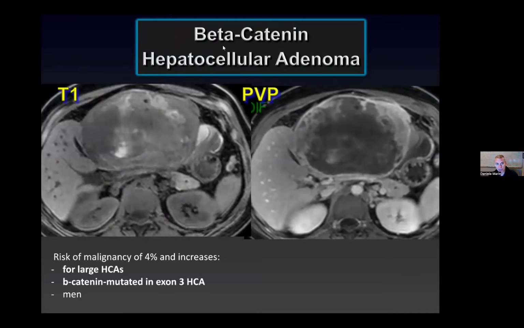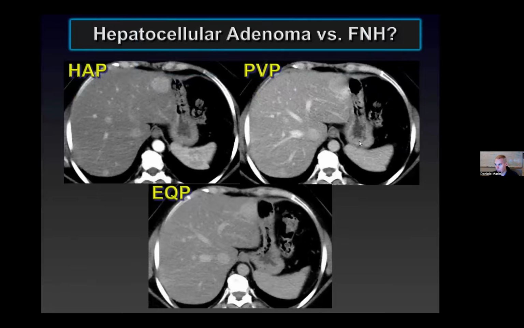This is an example of a beta-catenin hepatic adenoma degenerated to a hepatocellular carcinoma. Generally, the way we diagnose HCC within a hepatic adenoma, we look at two main findings. We look for interval growth, which is generally concerning for malignant transformation, and we also look for washout. You can see this lesion is showing some intralesional washout, which is highly concerning for malignant transformation. Again, growth and washout are the key findings that would suggest a malignant transformation.